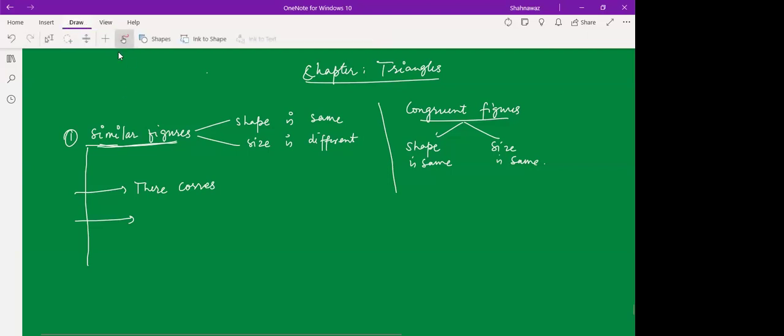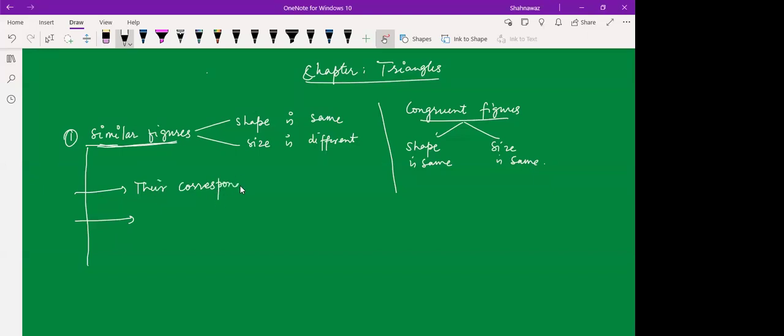Their corresponding angles are same, right? And what about the sides? What can you tell about the sides? Proportional. Sides are proportional. Yeah, absolutely right. So their sides are proportional. So this is the thing that we studied in the first exercise.